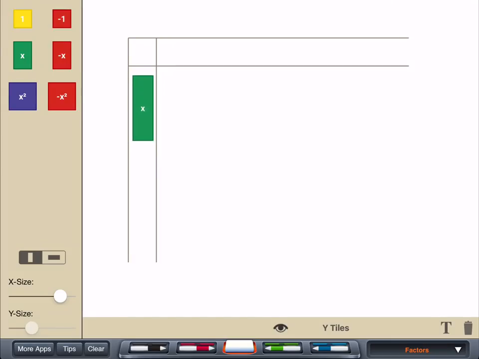And so grab a green x. I'm going to turn mine around here. So I've got my x plus 1 and my x minus 3. And so those are the length and width of what will be a rectangle, since they're not the same size. And I want to find the area, so I'm going to have to multiply. And that means I need to line up my shapes that match in size.